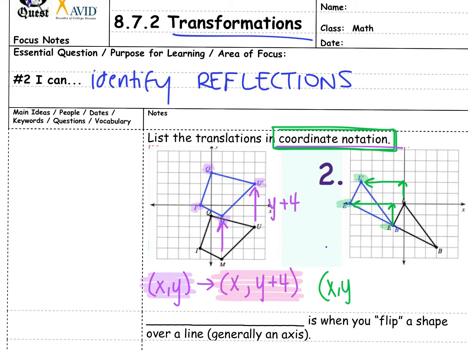So I took my original coordinates, and then I want you to pause the video and give this a try on your own. When I look at this, my X went to the left. So I took away values from X. I took 1, 2, 3, 4 units away from my X. My Y went up, and so I added 2 values to my Y. And there we have my coordinate notation.